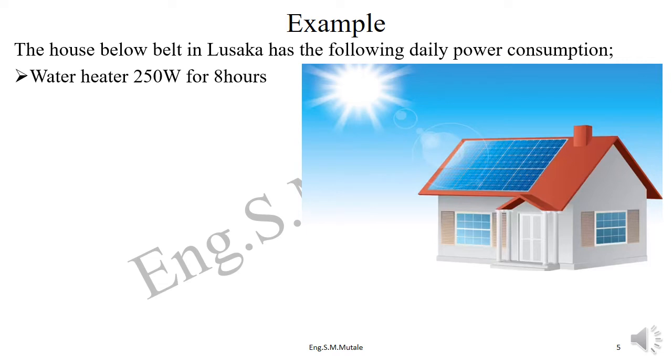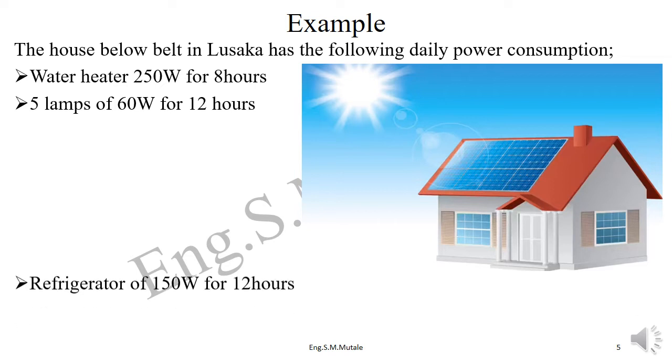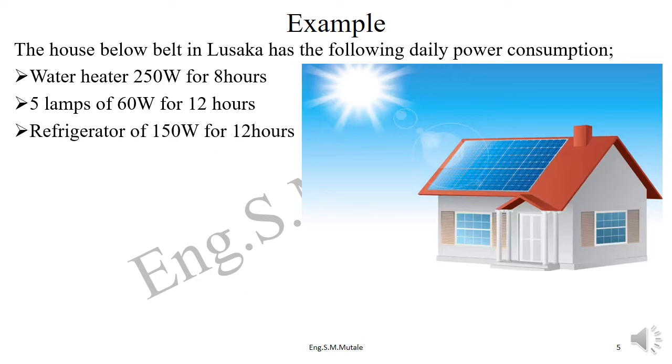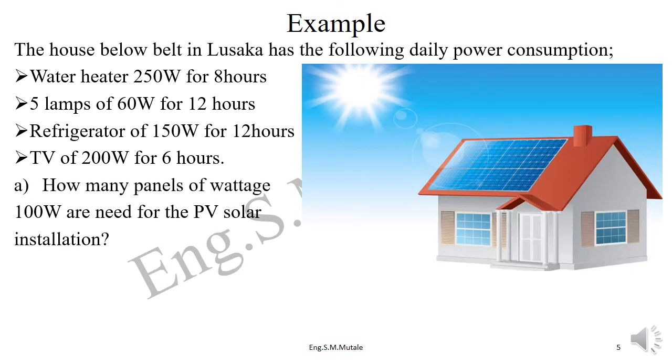Okay, so this house has got the following consumptions. It's got a heater which has a wattage of 250 watts. You're using it for 8 hours. It's got 5 lamps which have got a wattage of 60 watts. You're using them for 12 hours. It has one refrigerator, wattage of 150 watts. You're using it for 12 hours. And it has a TV which has a wattage of 200 watts, and then you're using it for 6 hours.